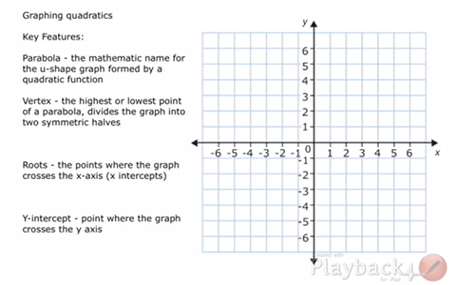So just quickly sketching off a graph here, right? We have a U-shaped graph. This is typically what it looks like. That's known as a parabola. Some other key features here.